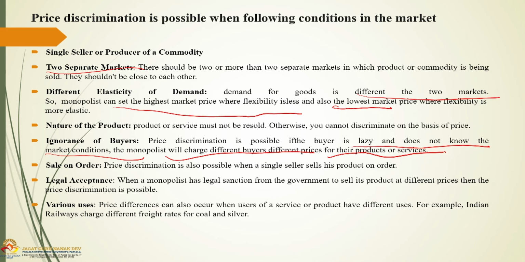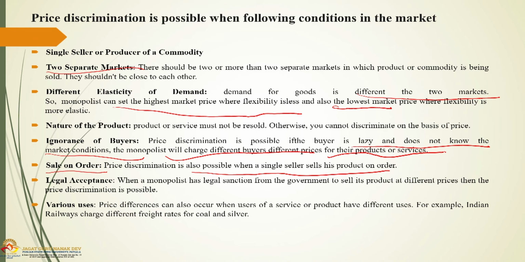Coming to the next, sale on order. Price discrimination is also possible when a single seller sells his product on order. It's pretty clear whenever we go to market. Suppose we are demanding a particular shape of a chair. The shape that is available in the market, we are not so impressed with that. We tell the seller, make the shape according to our choice. Then the seller will say, you are supposed to pay a higher price because that particular product will be made on order. It will not be made in bulk. Clear? So in that case, price discrimination is possible. So we mostly pay higher prices on the products which we buy on special demand or special order.